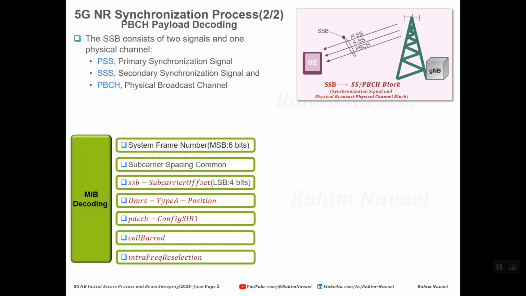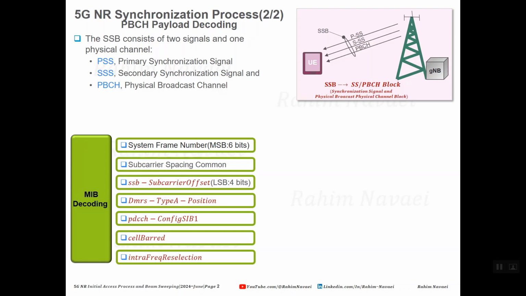Intra-frequency reselection. This parameter controls whether a 5G device is allowed to reselect to another cell operating on the same frequency when the highest ranked cell is barred. The physical layer of the base station attaches additional information, 8 bits, to the MIB before it is processed for transmission across the air interface.